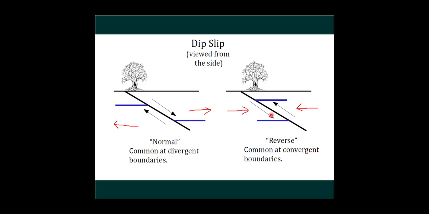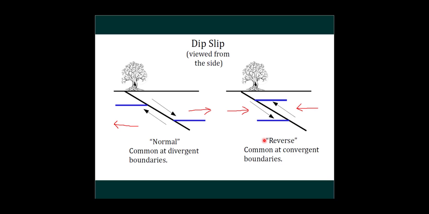If you can imagine, if I have a block of rock and I push on it, it's going to break and this is going to slide up, whereas here, this is sliding down. And so this is called a reverse fault. This is very common at convergent boundaries, where continents or tectonic plates are coming together. You get a lot of reverse faulting.